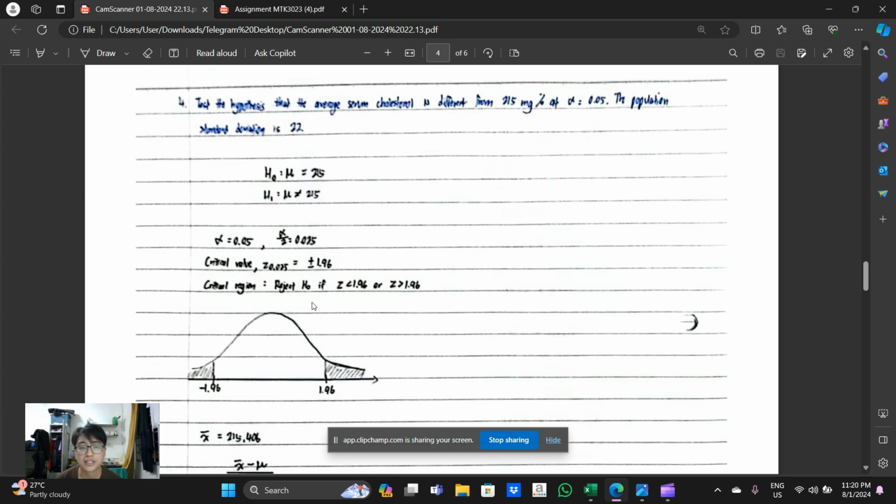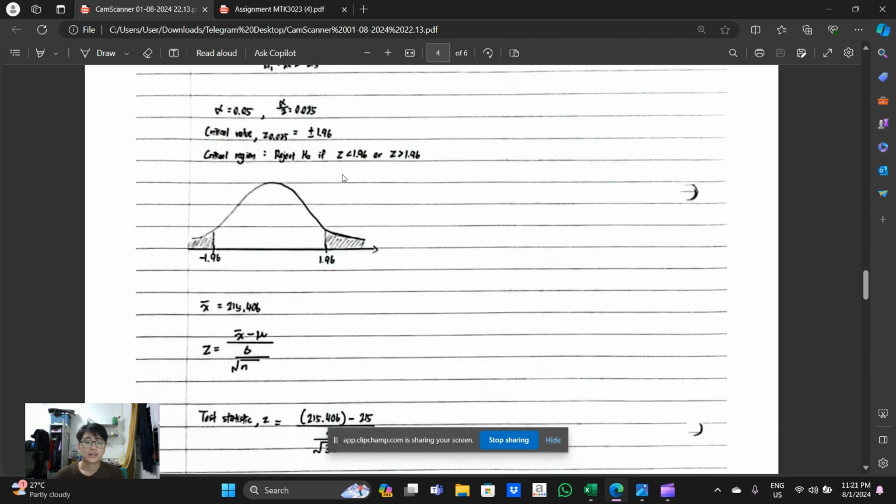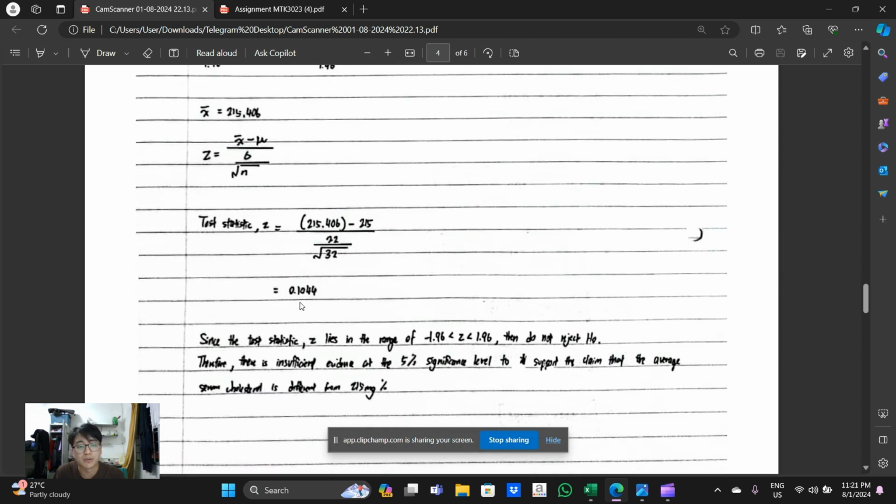So the critical region here is that we reject H0 if the value in test statistic obtained is lower than negative 1.96 or higher than 1.96, sorry. So the mean is still the same, 215.6406, and the formula used is here. And we submit everything, we get 0.1044.